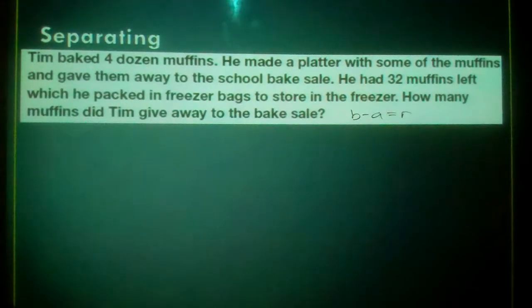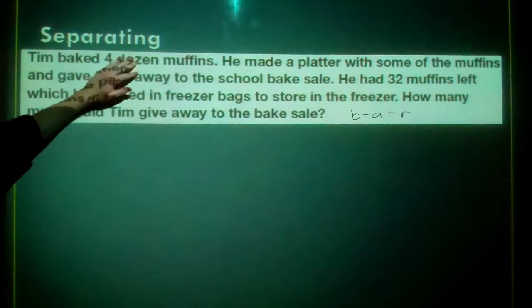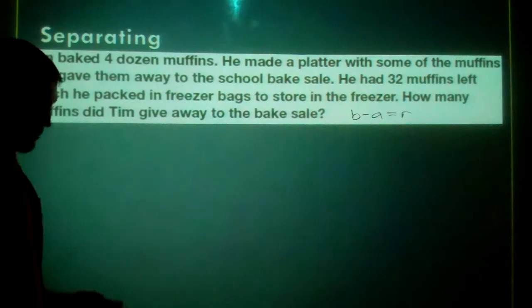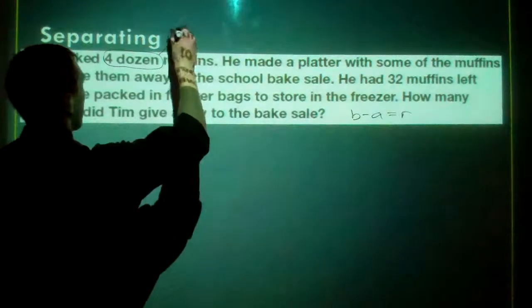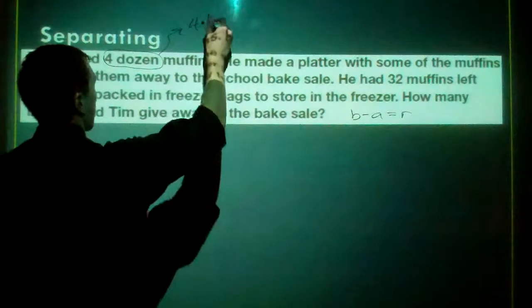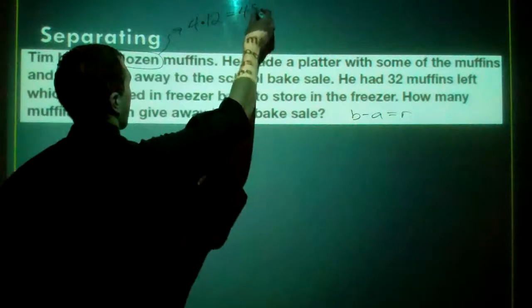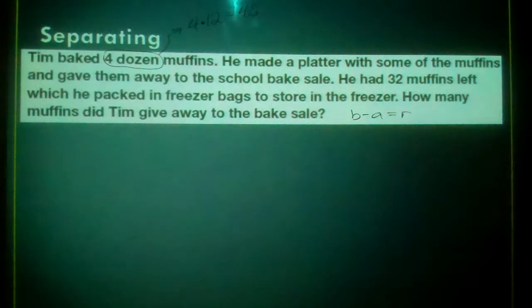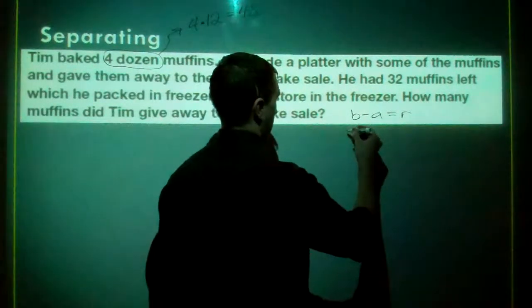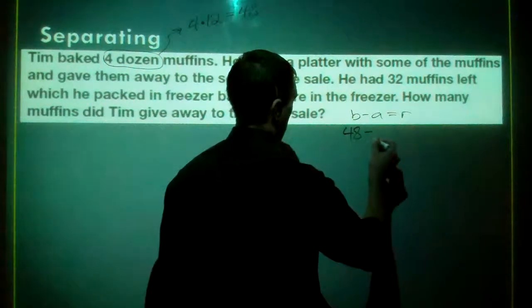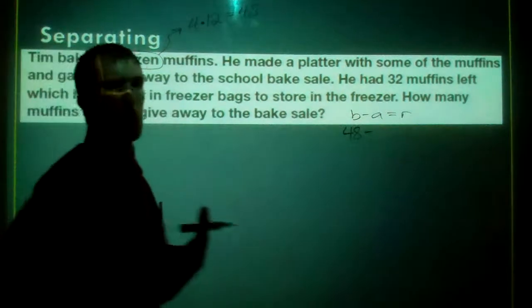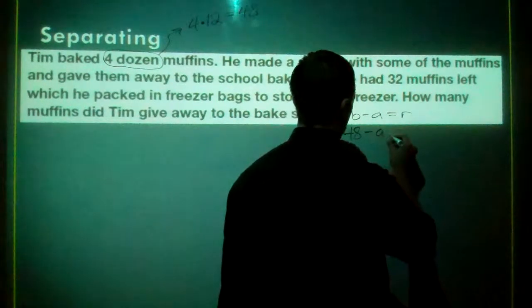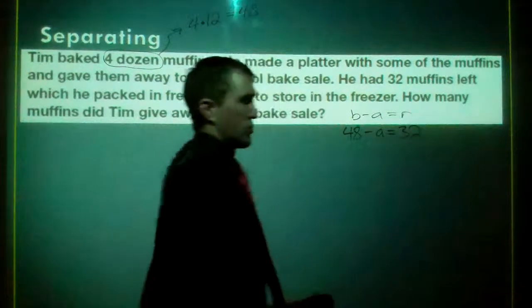Okay. So first thing we got to do is figure out how much 4 dozen is. Well, I know 1 dozen is 12. So 4 times 12 should be 48. So it looks like he began with 48. And it says our 32. He had 32 left. So 32 remained after he gave away. 32 is what he had left.